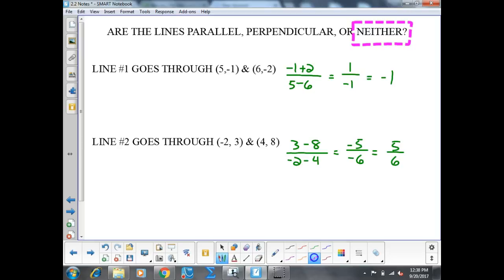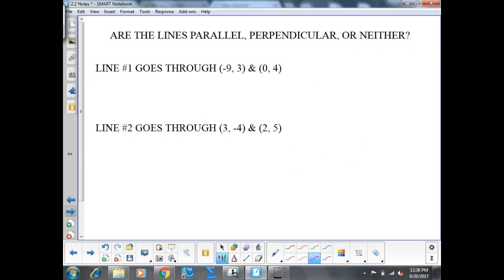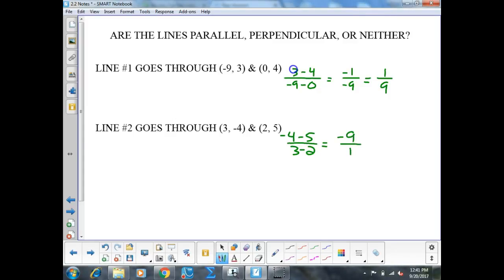Want to play round number two? Go for round two of parallel, perpendicular, neither. Slope of the first one is 3 minus 4 over negative 9 minus 0, which is going to be negative 1 over negative 9, or positive 1 ninth. Agree with that? Slope of the second one is going to be negative 4 minus 5 all over 3 minus 2, which is negative 9 over 1, or just negative 9.